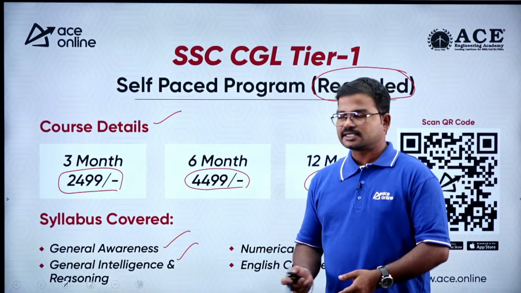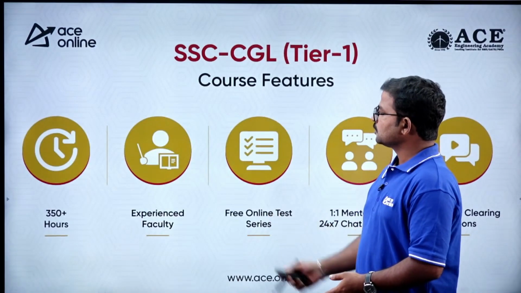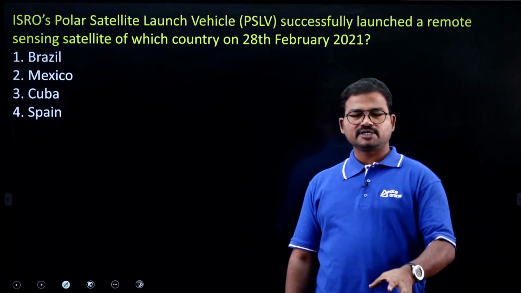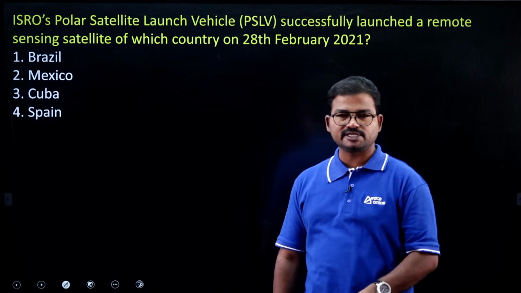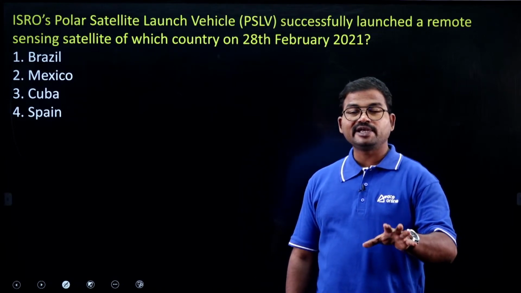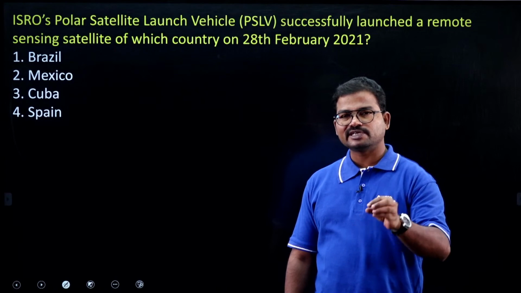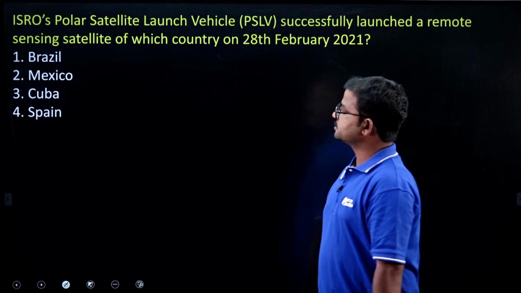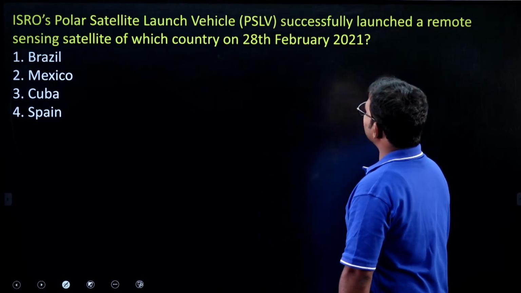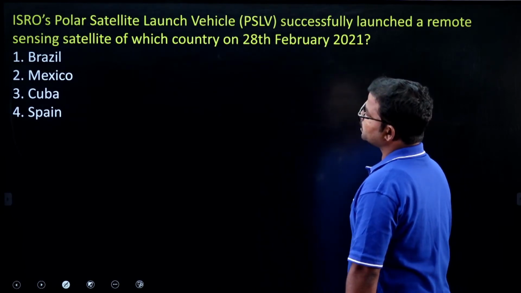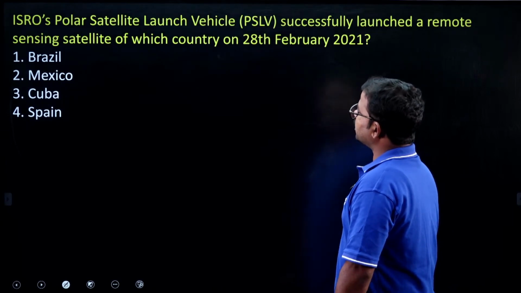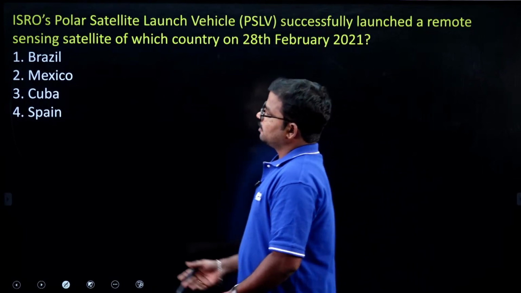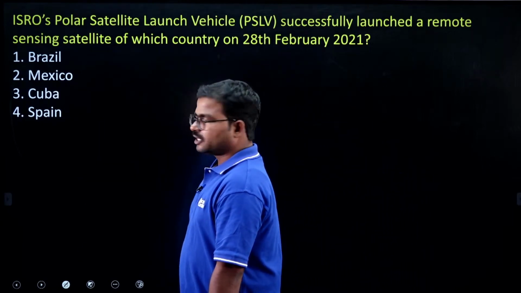Next, it is the first question. Today we are going to discuss some of the important question patterns related to environment and science and technology, especially in SSC CGL Tier 1. Here it is: ISRO's Polar Satellite Launch Vehicle successfully launched a remote sensing satellite of which country on 28th February 2021? Brazil, Mexico, Cuba, or Spain.